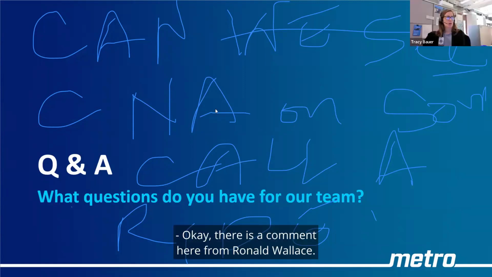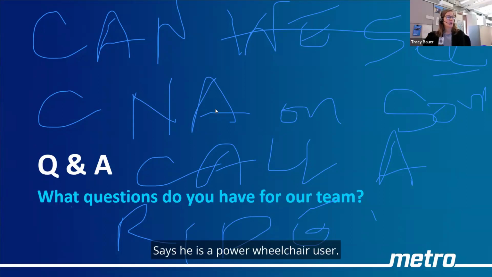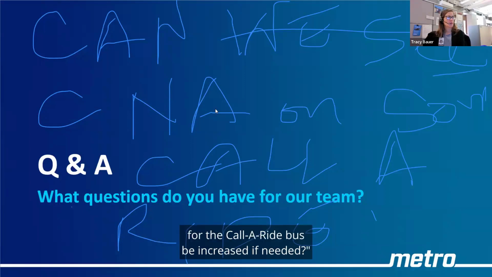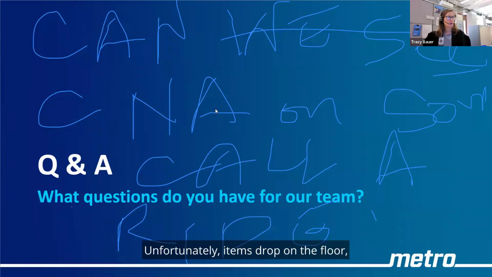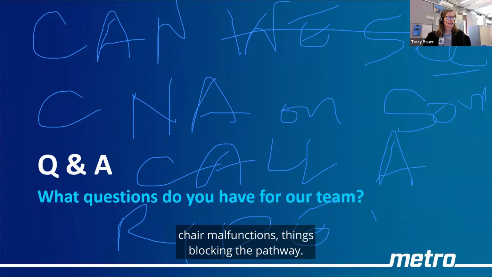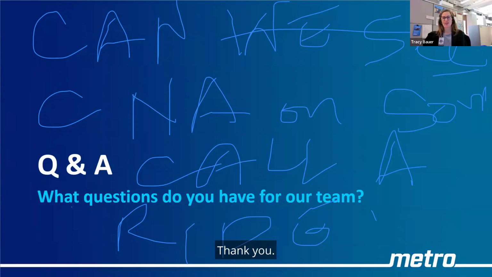Okay, there is a comment here from Ronald Wallace. Says he is a power wheelchair user. Can the 5-minute reminder time for the call ride bus be increased if needed? Unfortunately, items drop on the floor, chair malfunctions, things blocking the pathway. Murphy's Law seems to always be sitting on my shoulder. Thank you.